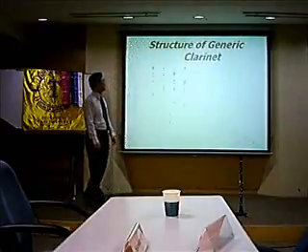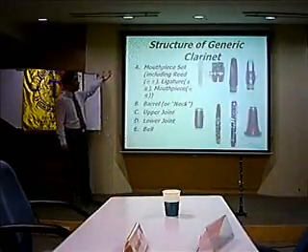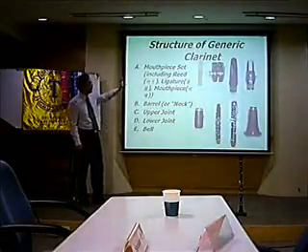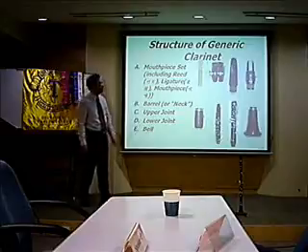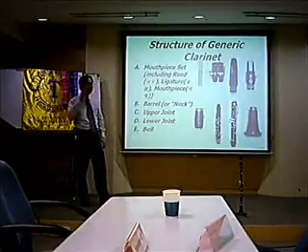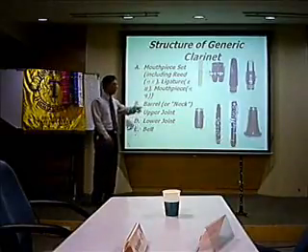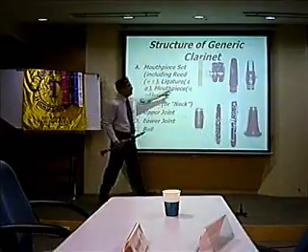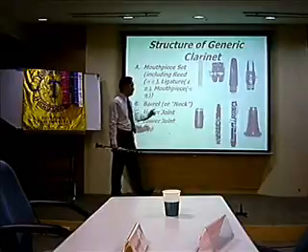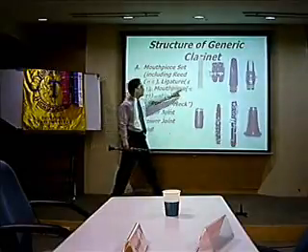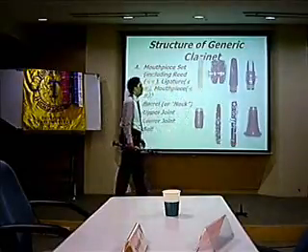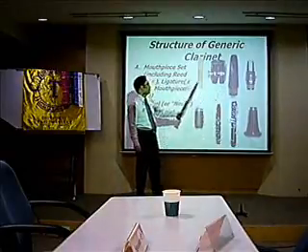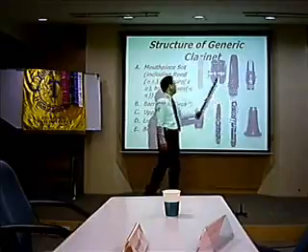Okay, next one. And this is the structure of a generic clarinet. There are 5 major pieces in a clarinet. The first one is called reed. And this one is called ligature. And this one is called mouthpiece. When you put all of them together, it becomes a mouthpiece set.